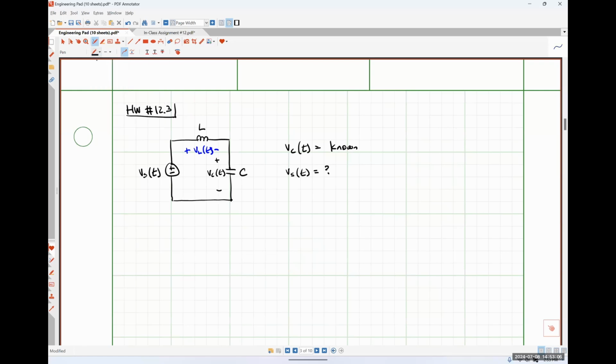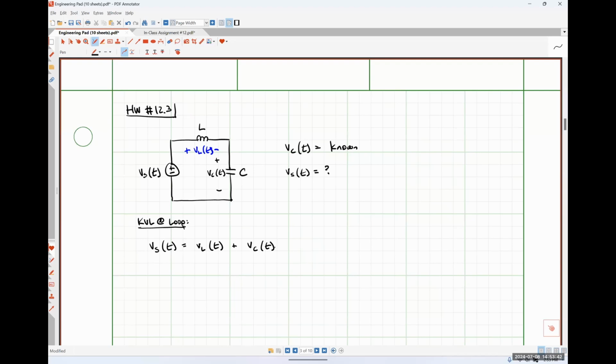So when I apply KVL around our loop, what I'm going to get is that the voltage that's provided by our source, Vs of t, which is what we're looking for, is simply the sum of the voltage drop across my inductor plus the voltage drop across my capacitor. Okay.